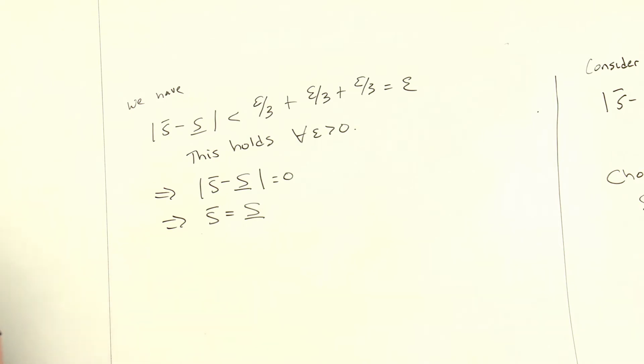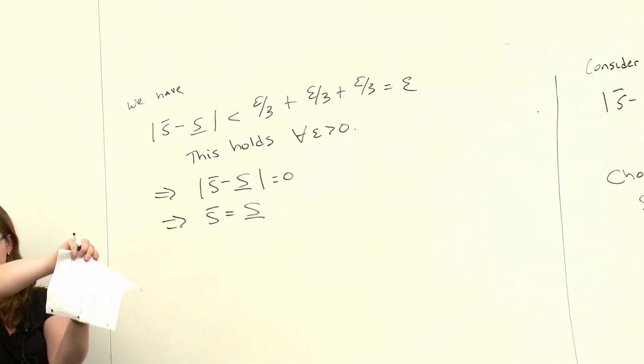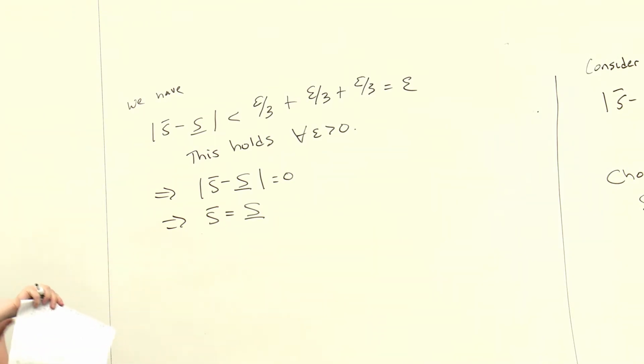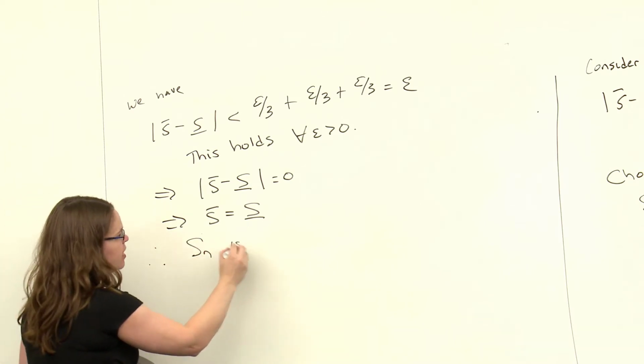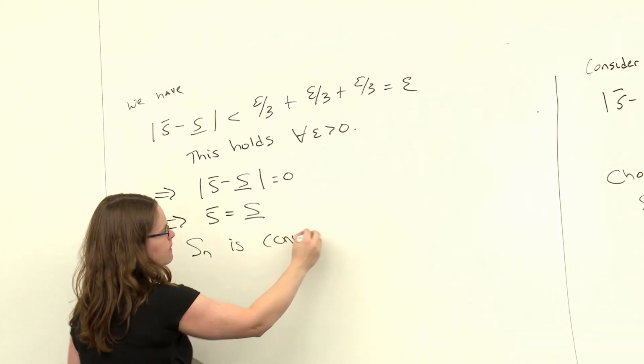Right? So we said last class, if these numbers are equal to each other, this upper bound and lower bound in the limit are the same, then our sequence in the limit is going to be sandwiched in between them. And it's also going to converge to the same thing. So we can conclude Sn is convergent.